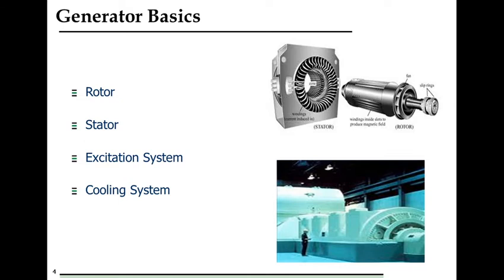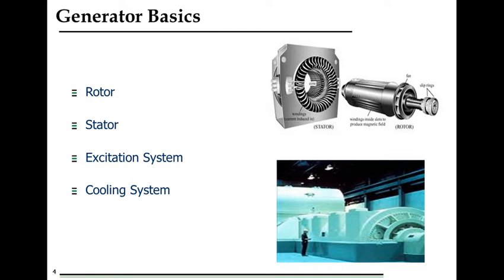Second one is the rotor. The revolving structure of the electrical machine is called the rotor. In a synchronous generator, rotor generally carries the field winding which is supplied by a DC source. This DC source is called the excitation system. Rotors by virtue of their construction are of two types, salient pole type and non-salient pole type, or the second name is cylindrical type.